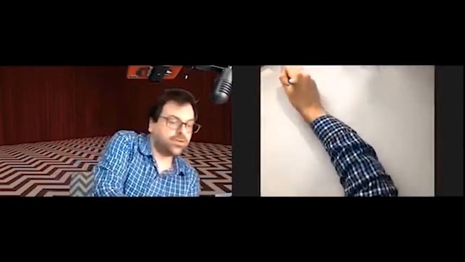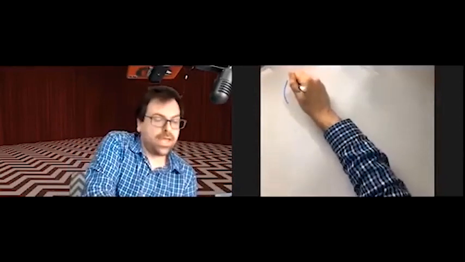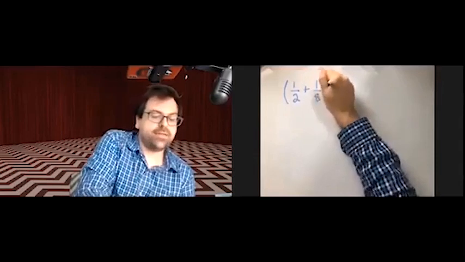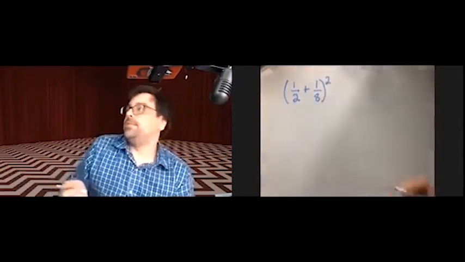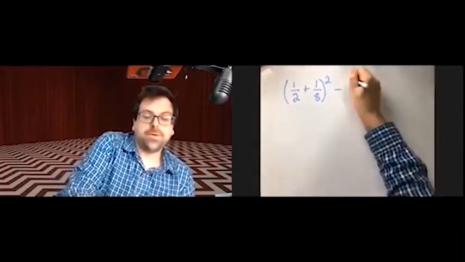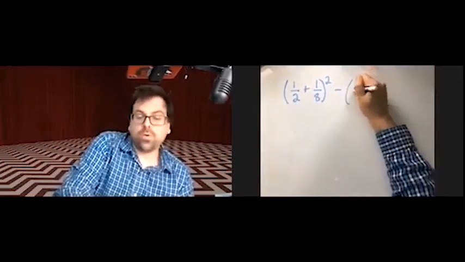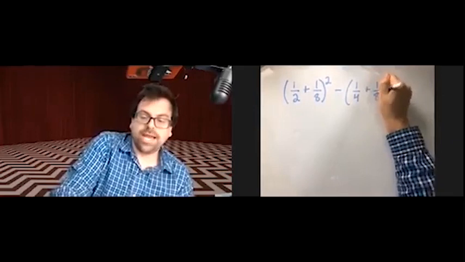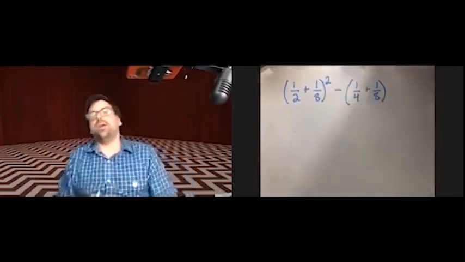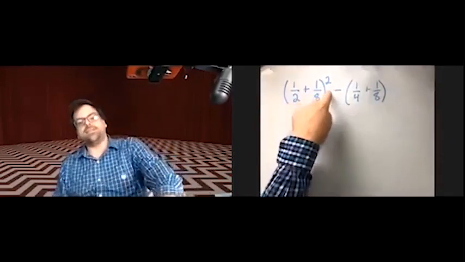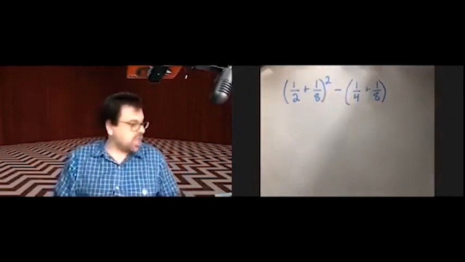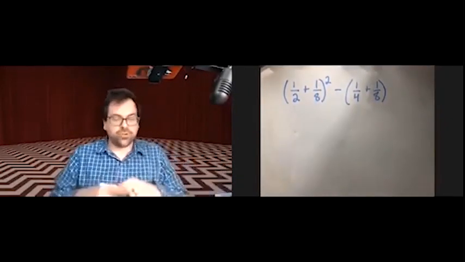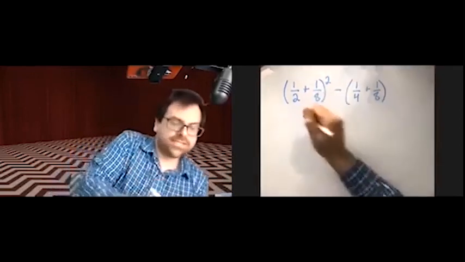Next, let's take a look at, in parentheses, 1/2 plus 1/8. That's going to be squared minus 1/4 plus 1/8. So we have two groups of parentheses. One of them has a second power, one does not. Either way, we're going to have to work in the parentheses first.